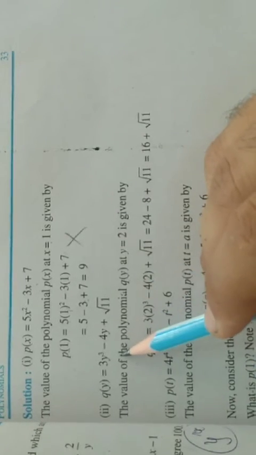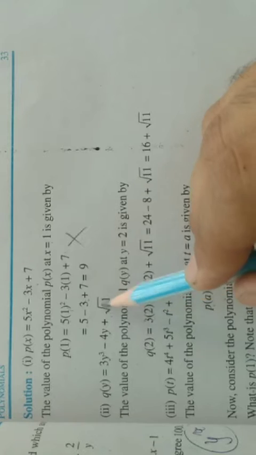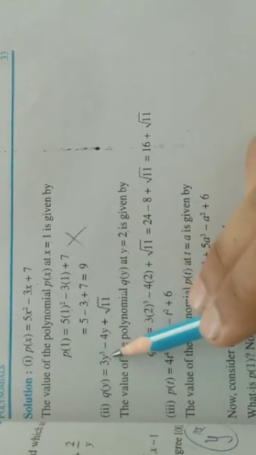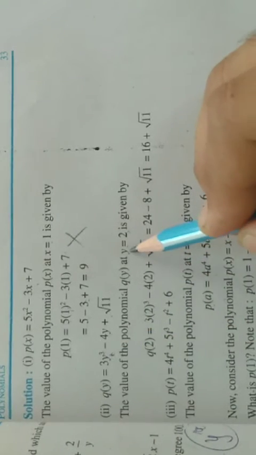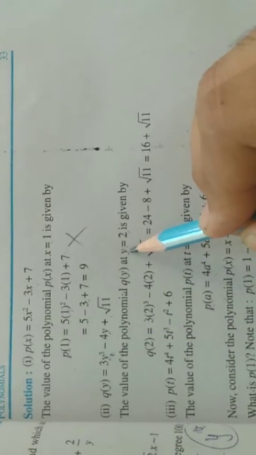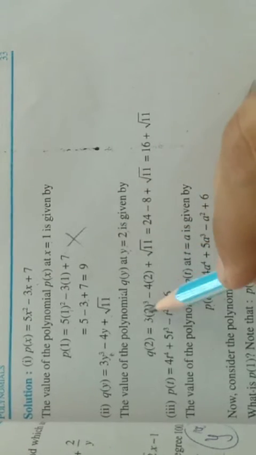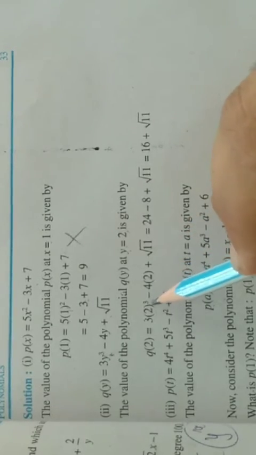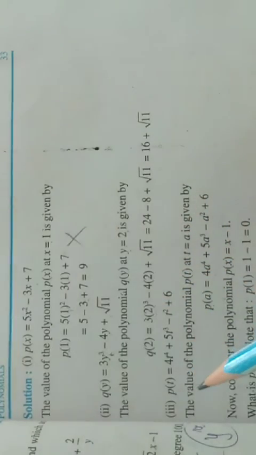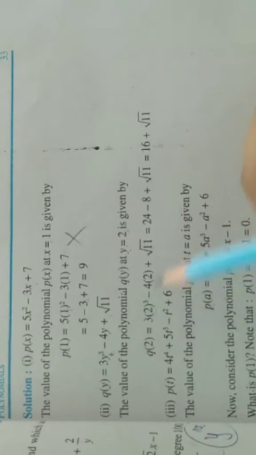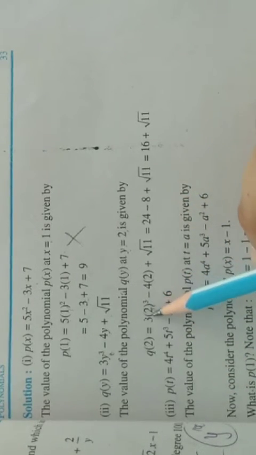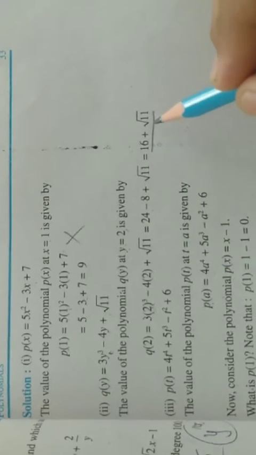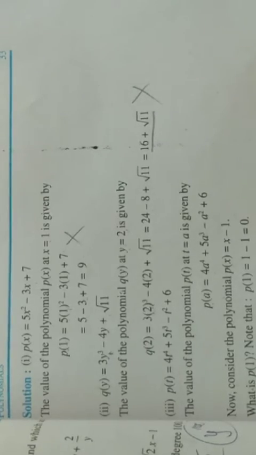Now next is given 3y square minus 4y plus root 11 at y is equal to 2. In place of y we have to put 2. Here y is given, x is not given. So in place of y we have to put 2. So 3 times 2 raised to 2 minus 4 in bracket 2 plus root 11. So 2 square is 2 multiplied by 2, which is 4, and 3 times 4 is 12, 4 times 2 is 8, plus root 11. So the answer is 16 plus root 11. So it is also not a zero of the polynomial.